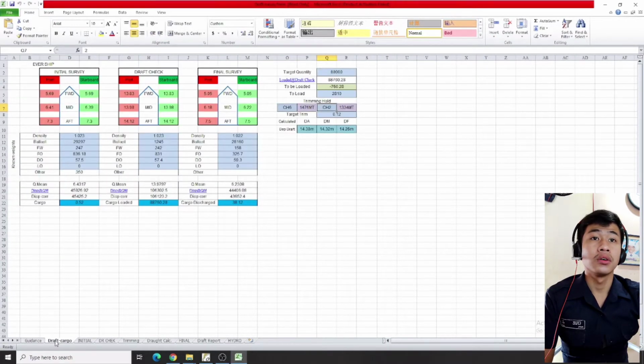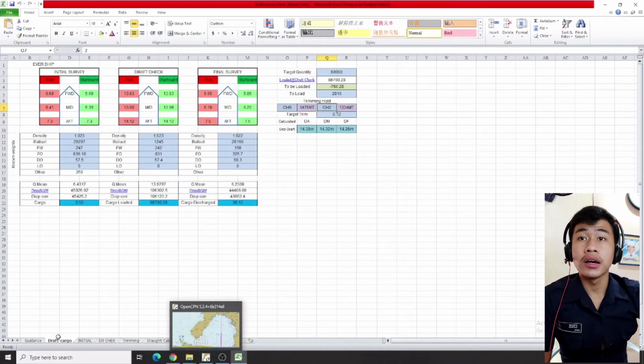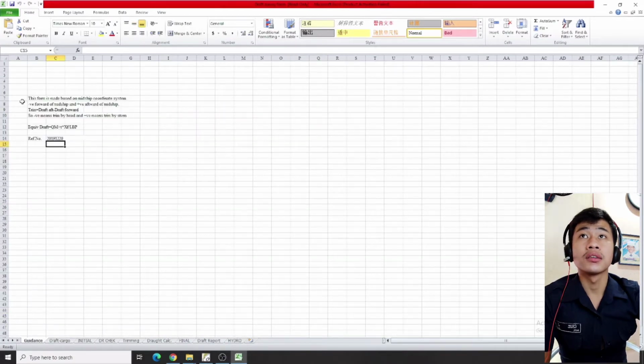In the guidance, you will see a text that says this form is made based on the midship coordinate system: forward of midship positive, upward of midship positive, trim drop up forward. So positive means trim by head, negative trim by stern.